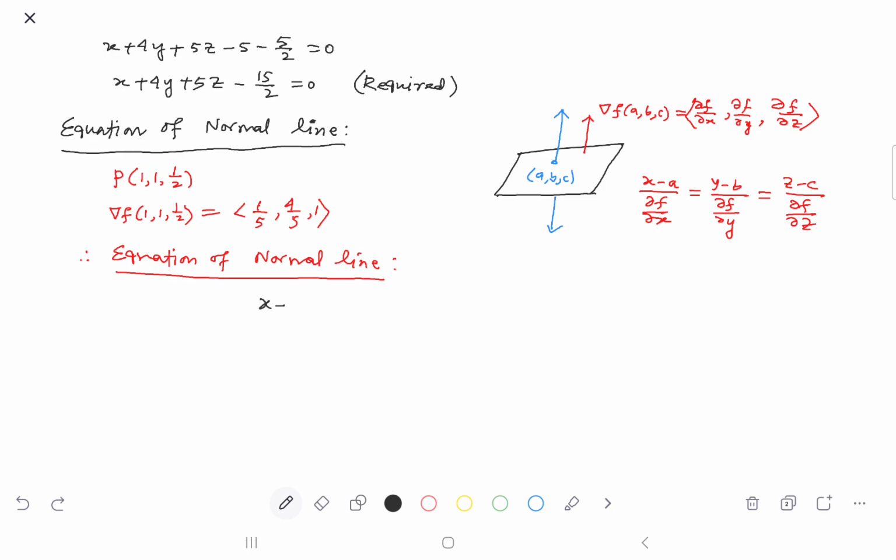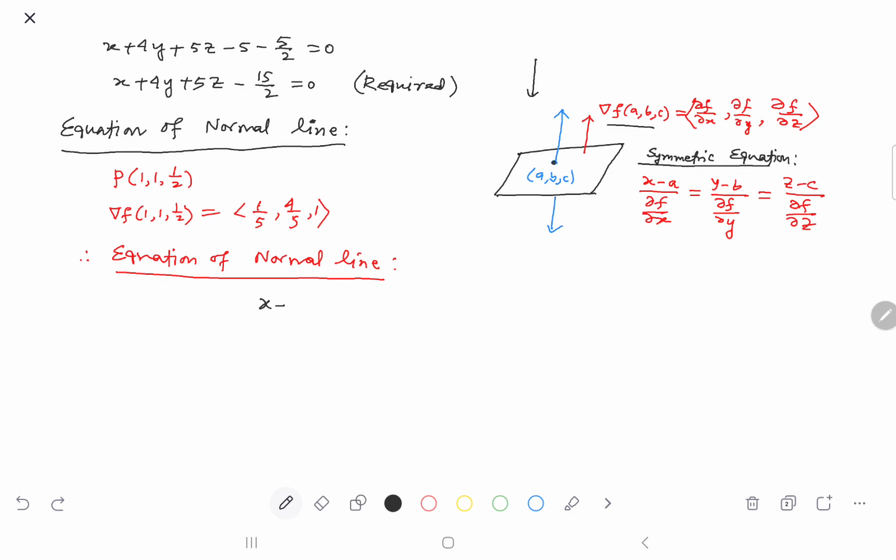For the normal line, yes, the normal line. We have a point on the normal line, 1 comma 1. The symmetric equation we are writing: x minus x1. No, look at this. If you know the point a, b, c on the straight line, and if you know the gradient vector del f del x, del f del y, del f del g, then this is the symmetric equation, right?